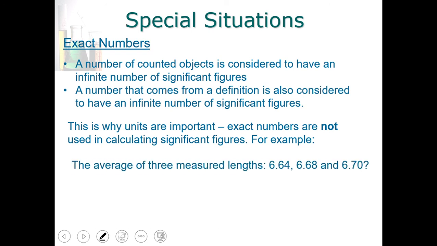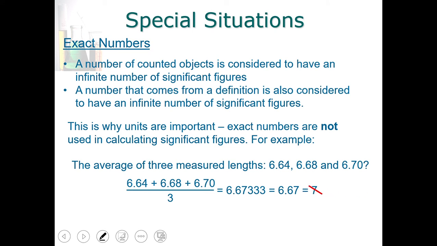For example, let's say students measured objects and they have three different measured lengths: 6.64, 6.68, 6.70. They forgot to put the units here, but let's say that these are centimeters. What is the average? Well, the average, of course, is you add up the items and then you divide by the number of items. Your calculator says 6.67333, and the students average it to 6.67.